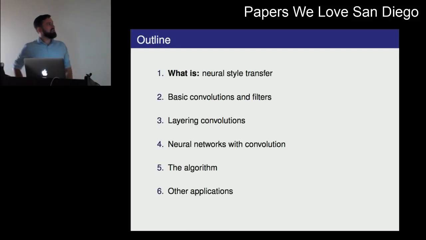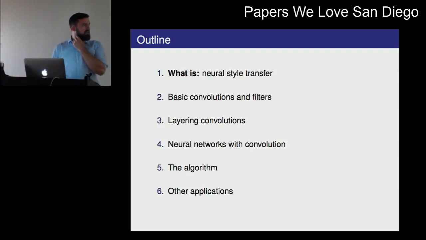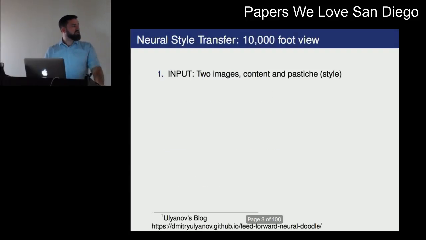So a little bit of an outline. I'm going to tell you what's the deal, what are we trying to do, and then we're going to think about convolutions and filters that can be applied to images, and then how we can layer them to get deeper meaning from images. And then I'll give you the quick spiel on neural networks, and how we can train one to produce what we want it to produce. And then I'm going to tell you some other applications that people have pursued in this direction.